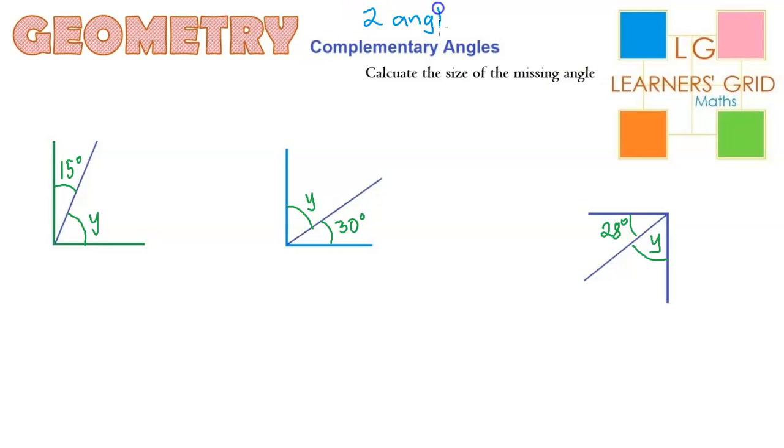And together, when you add them up, they need to make a sum of 90 degrees. And it must be two angles, not 3 or 4 or anything else. It's two angles need to make the sum of 90 degrees. So let's deal with these problems.